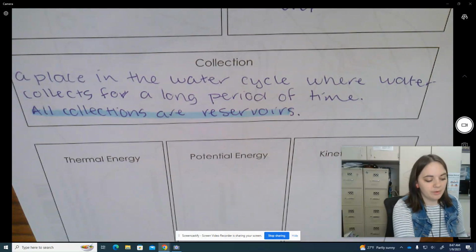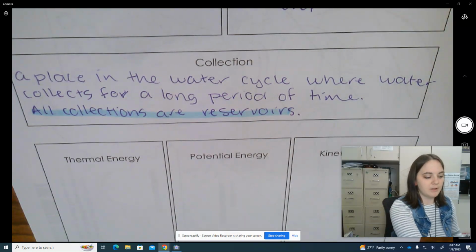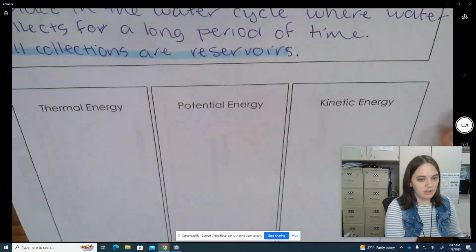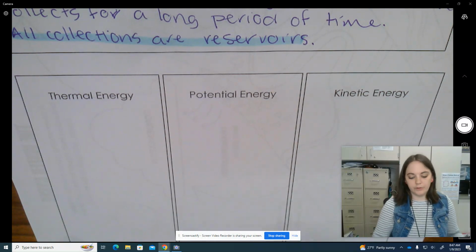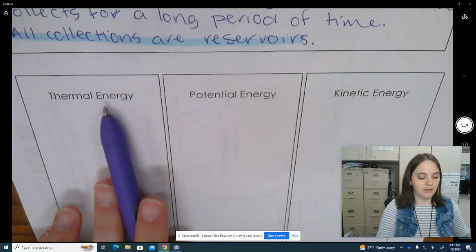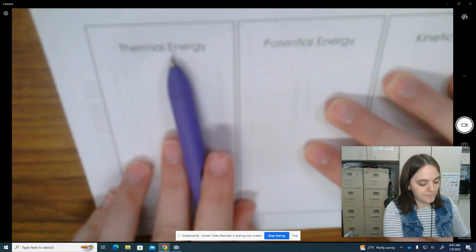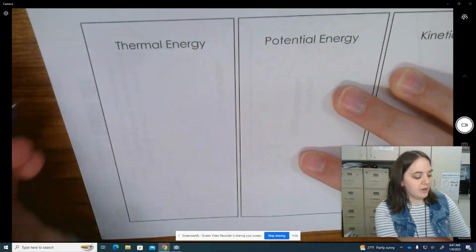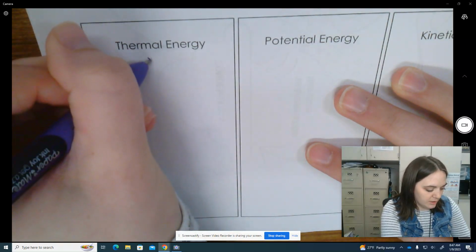Okay, now that we know what a reservoir, transfer, and a collection are, let's talk about the three types of energy that are most common in the water cycle. The first is thermal energy. Thermal energy is also known as heat energy.